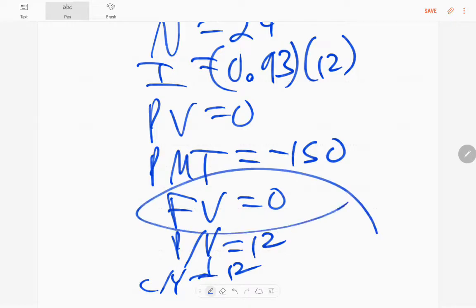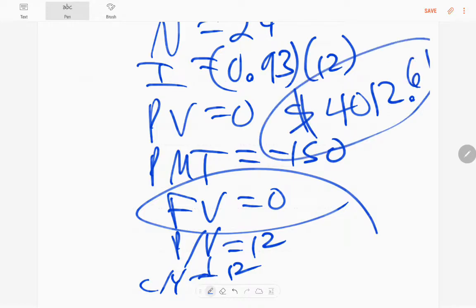So go back up to future value and alpha enter it. Or just press enter if you have the other calculator. And you should get 4,012.61. At least in my problem.